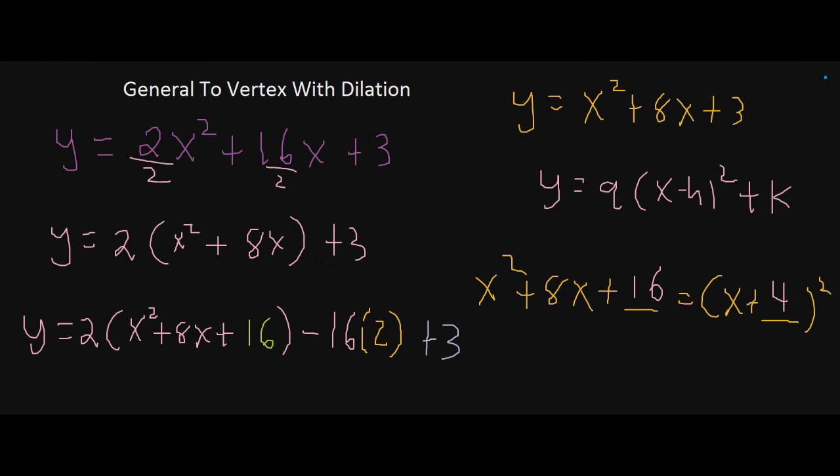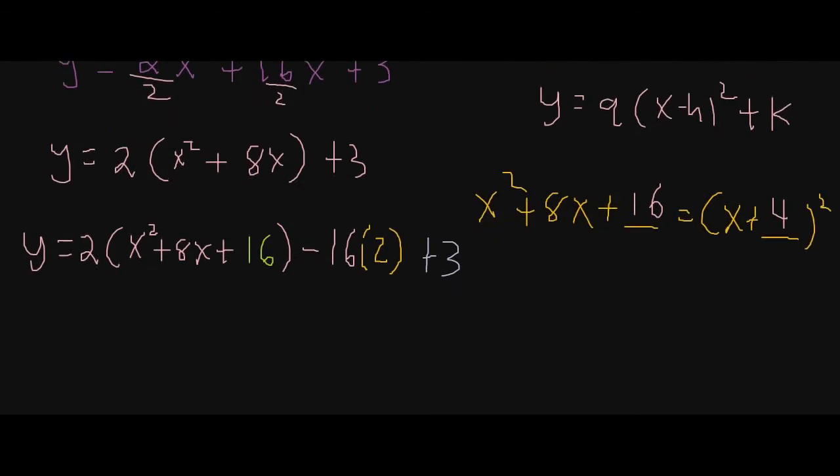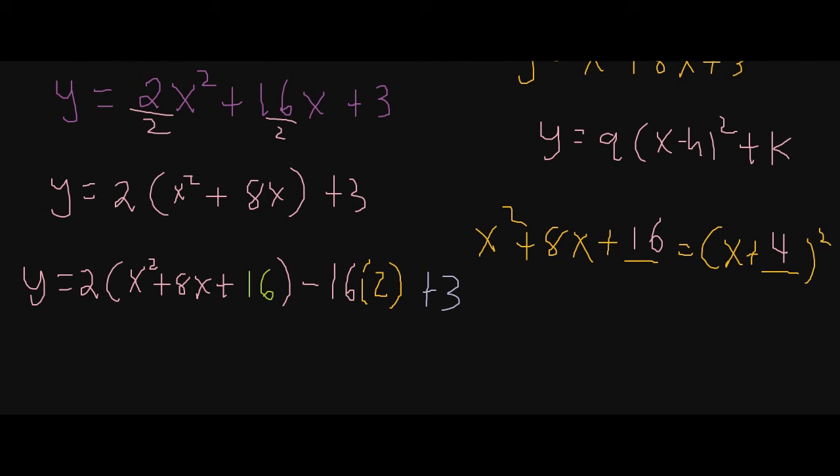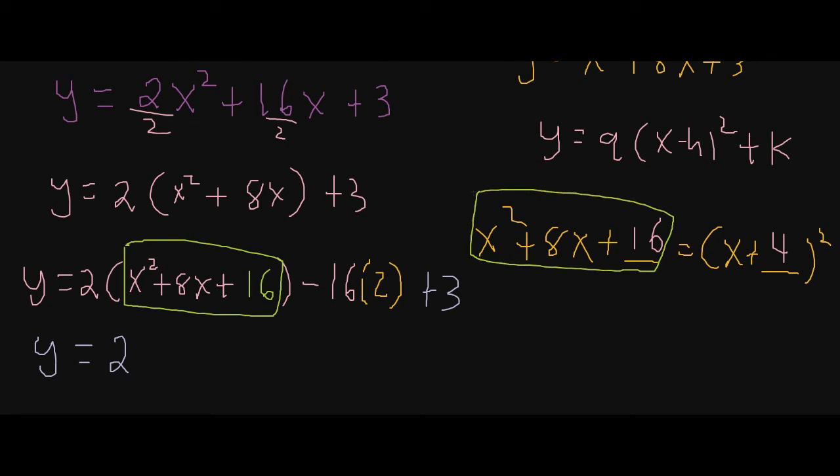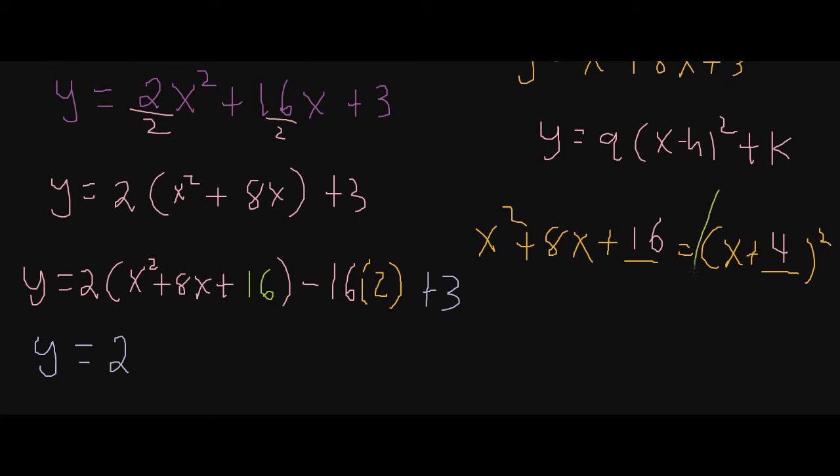Okay. Now, if we look here carefully, if I go to write this again, y is equal to 2. Well, I want you to focus. Right here, x squared plus 8x plus 16. We have this right here. What does that equal? That's right. You are correct. That equals x plus 4 squared. So we can rewrite this whole thing as x plus 4 squared. Okay.